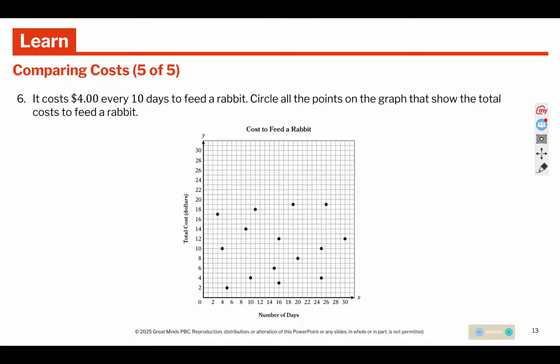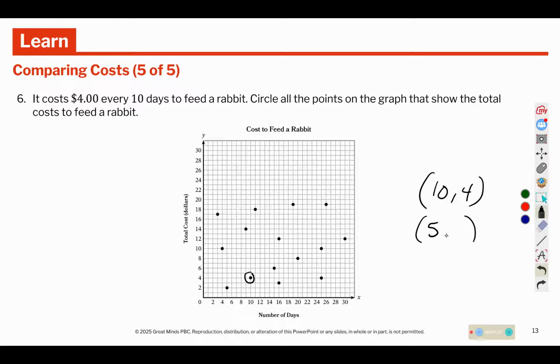It costs $4 every 10 days to feed a rabbit. Circle all points on the graph that show the total cost to feed a rabbit. $4, 10 days. If we split that in two, 5 and 4 split into 2 is 2. 5, 2 is right here.